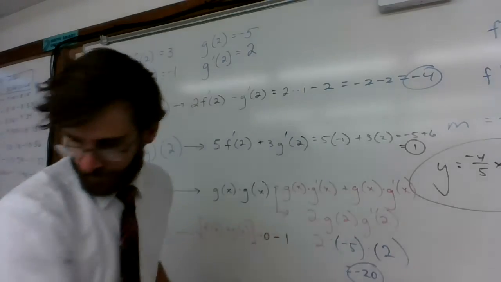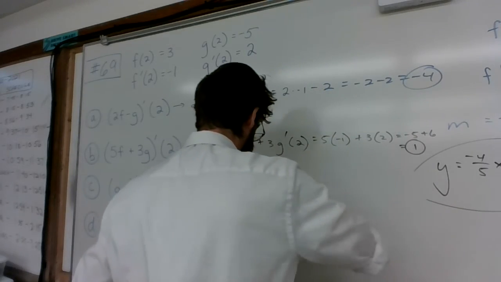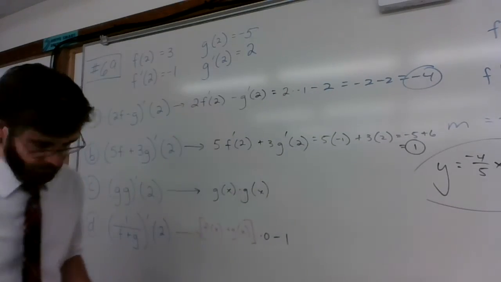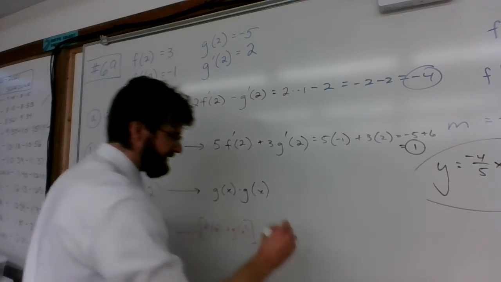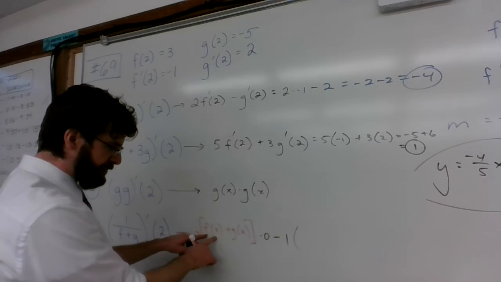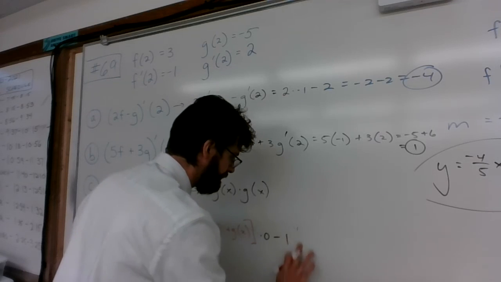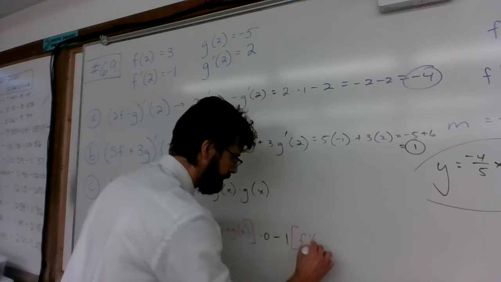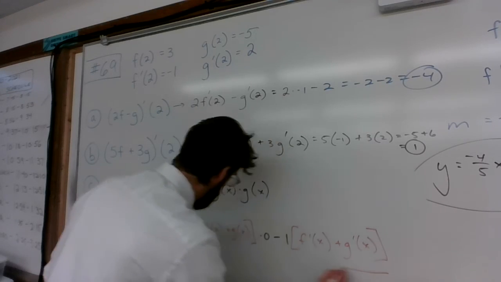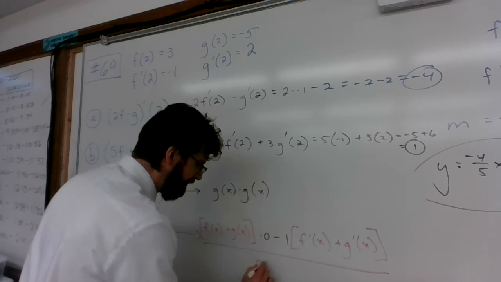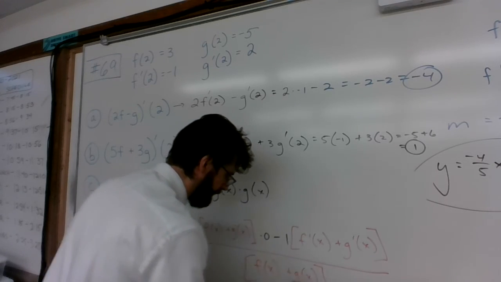Sorry, I'm going to have to erase the work here. Adios. So bottom times the derivative of the top minus the top times the derivative of the bottom will basically just be 5, not 5, f prime plus g prime, all divided by f of x plus g of x, the whole thing squared.